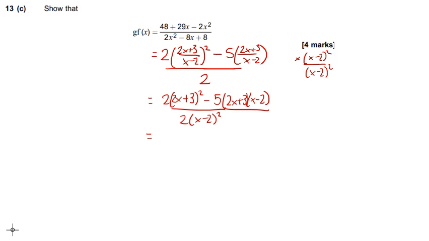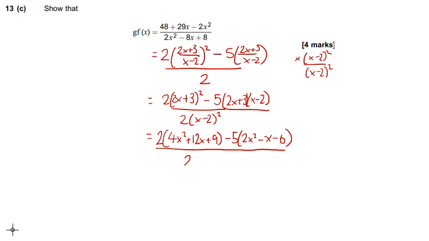So multiply all of this out. Well, let's do the brackets first. So 2 times 4x squared plus 12x plus 9 minus 5 times 2x squared minus x minus 6. And on the bottom, 2x squared minus 4x plus 4. And then all that remains to do is just to multiply that out and collect the terms together to get the value up here. So hopefully you should be able to do that bit yourself.